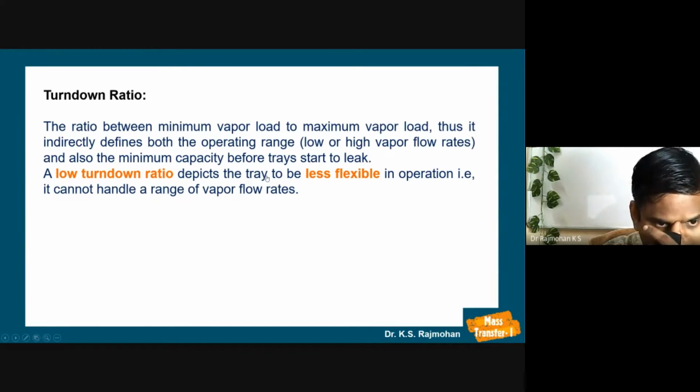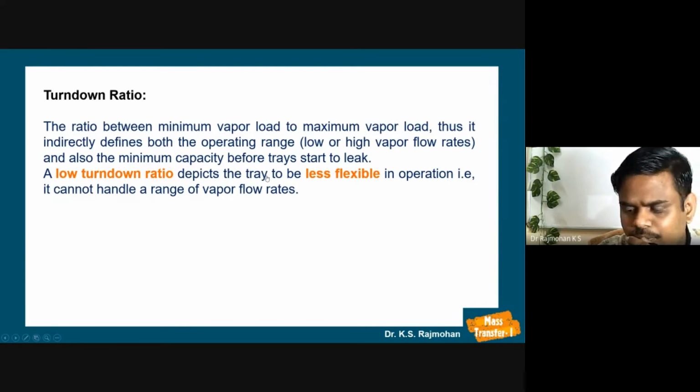In general, if the turndown ratio is low, it means that it is less flexible in operations. It cannot handle a wide range of vapor flow rates. When the turndown ratio is high, we can operate it over a wide range of flow rates.